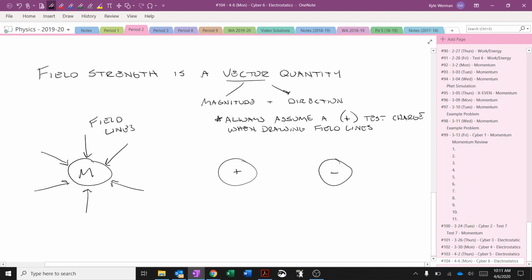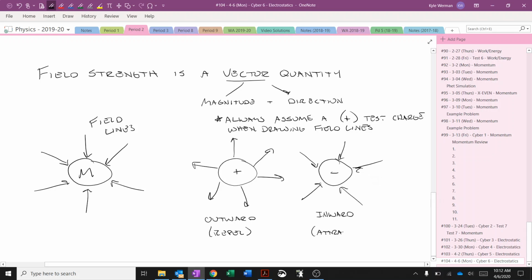So if that's the case, a positive source would have field lines that would repel a positive test charge. Right? So they would be outward to reference that they would repel a positive test charge, whereas a negative source would attract a proton or a positive test charge. Right? So we have inward to show attraction. So just showing you a little visual here.